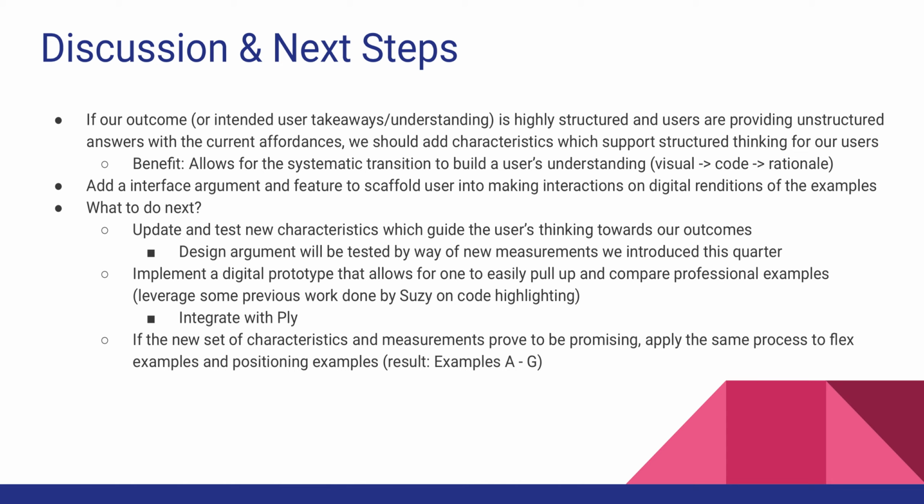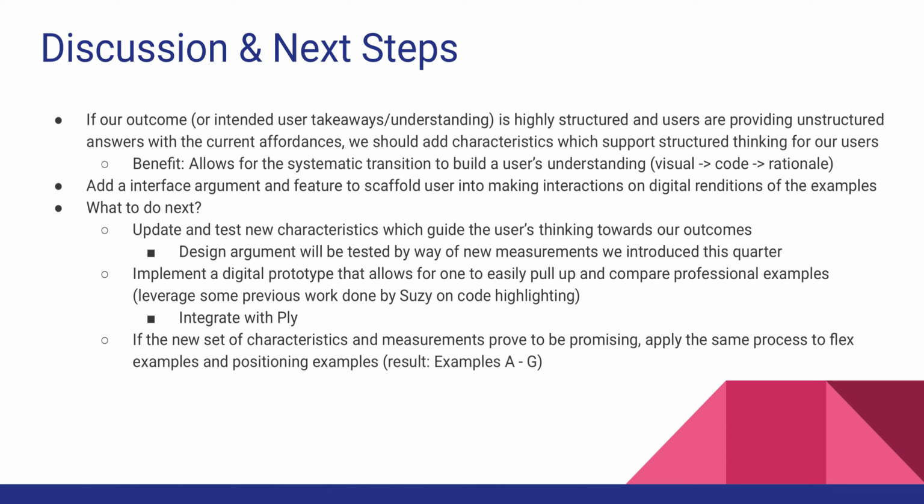As for what I want to do next, there are quite a few things I want to do, but I'll run through them. So the first one is I want to update and test new characteristics, which guide the user's thinking towards our outcomes. The design argument will be tested by way of the new measurements we introduced this quarter. And primarily, we would devise a set of characteristics and measure it using the measurements that we have devised and see how much better the users are able to do with regards to the metric.